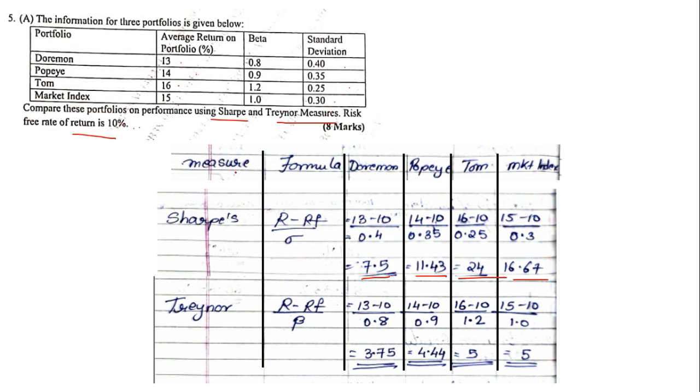Same way we need to find for Treynor. The formula is return minus risk-free return upon beta. So 13 minus 10 divided by 0.8, 14 minus 10 divided by 0.9, 16 minus 10 divided by 1.2, and 15 minus 10 divided by 1.0. We get the answer as 3.75, 4.44, 5 and 5. Okay, so that is how you will have to solve the sum based on Sharpe and Treynor measures. You can note it once.